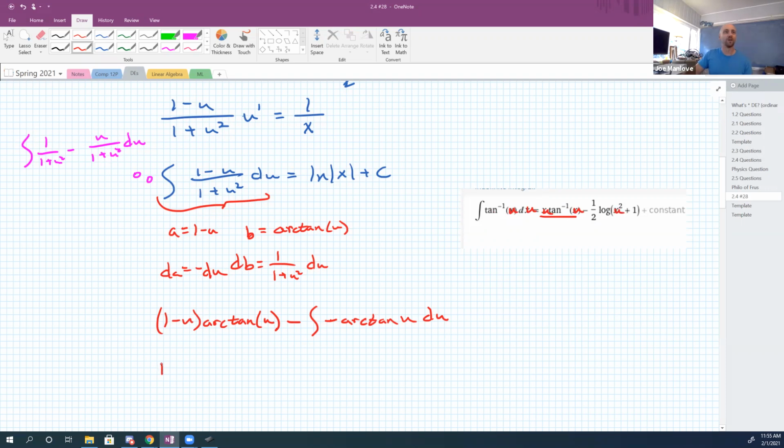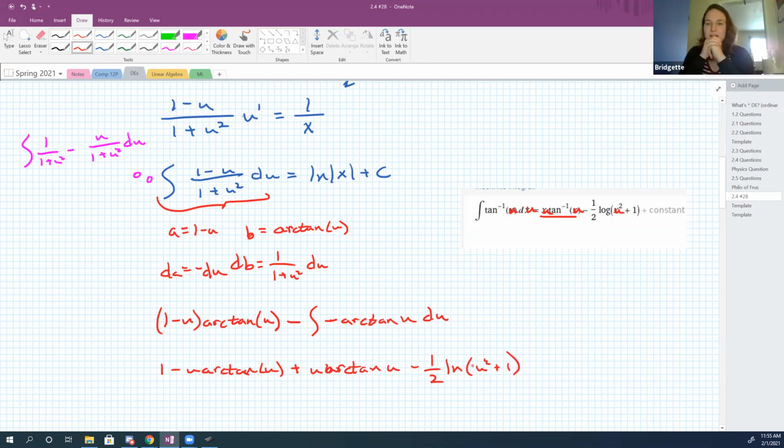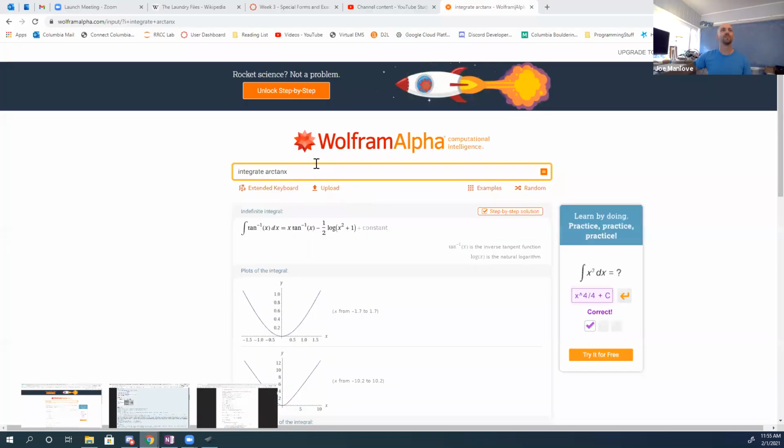And so I should have 1 minus u arctangent of u plus u arctangent of u minus 1/2 the log of u squared plus 1. And I guess I've assumed that by log they mean natural log. Yeah, I'm pretty sure that's true from my memories of Wolfram, but let's see. How would I know for sure?